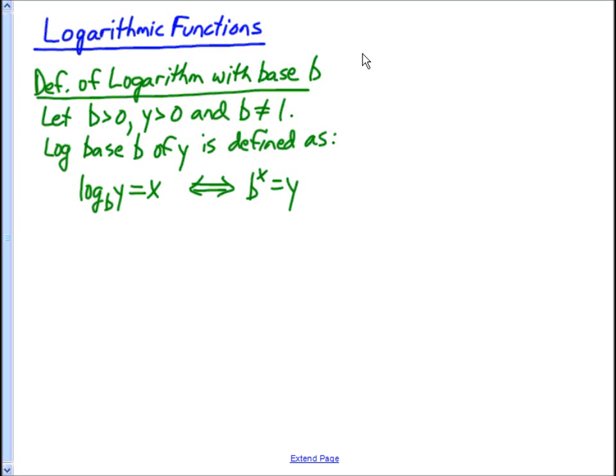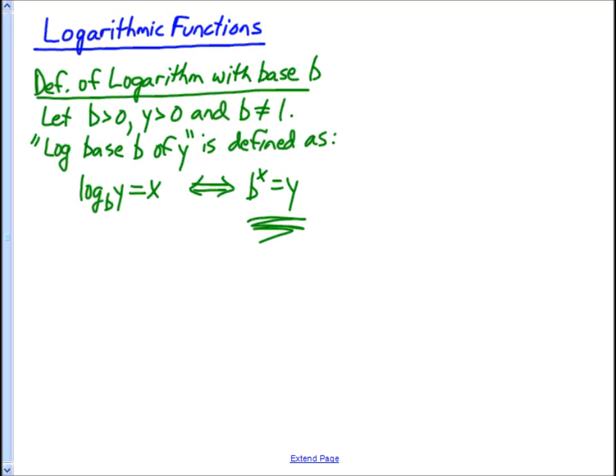We're going to talk about logarithmic functions today, evaluate logarithmic functions, as well as graph some logarithmic functions. So here's your definition of a logarithm of base b. Your b and your y have got to be positive numbers, and your b cannot be equal to 1. And if so, then log base b of y is defined as log base b of y equals x if and only if b to the x equals y. So if you have an exponential function, its inverse is the log.